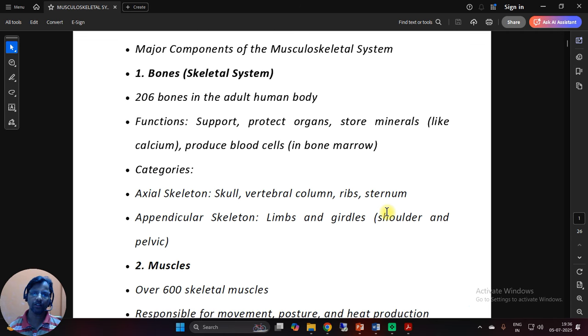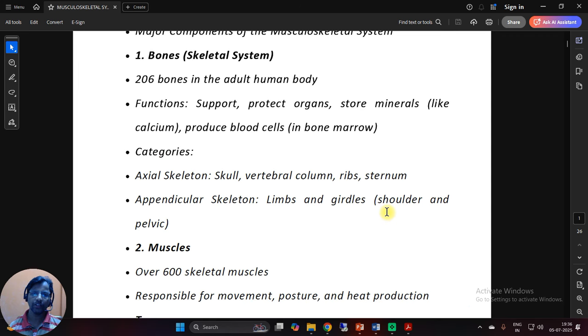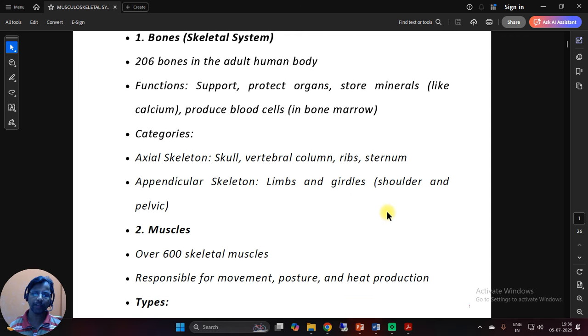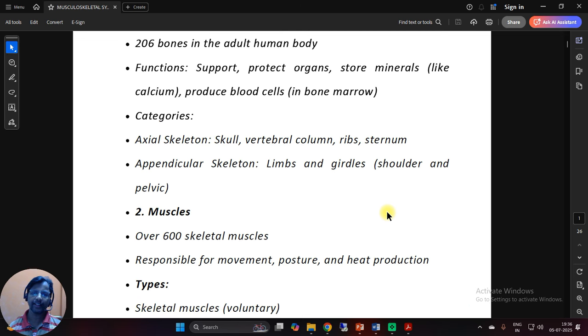What is the use of bone? Support, protects organs, stores minerals, and produces blood cells in bone marrow. Here we have two categories of bones. The axial skeleton consists of the skull, vertebral column, ribs and sternum. The appendicular skeleton consists of limbs and girdles, the shoulder and pelvic girdles. In the documentation, if you see girdles, you need to remember the physician is going to say shoulder or pelvic.